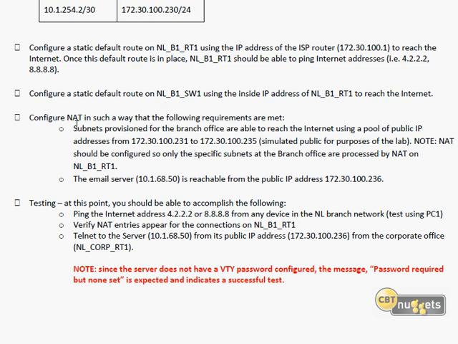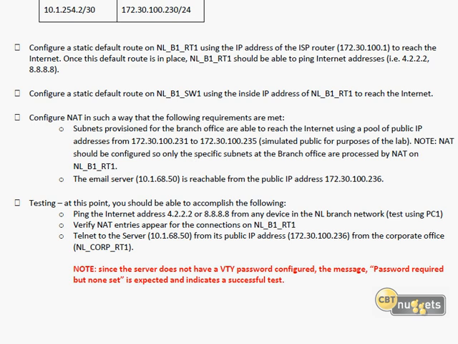Configure NAT in such a way that the subnets provisioned for the branch office are able to reach the internet using a pool of public IP addresses from 172.30.100.231 through 235. And I put simulated public for the purposes of this lab. And I had to put that on there because otherwise I will get emails from people saying, "No, did you know 172.30 isn't really public?"